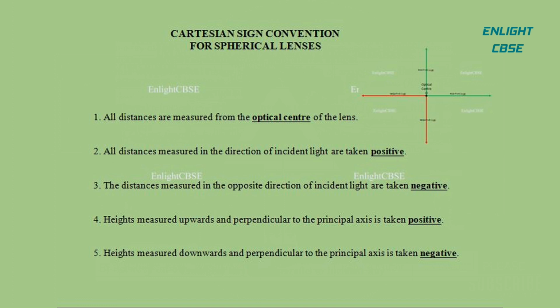Cartesian sign convention for spherical lenses. All distances are measured from the optical center of the lens. All distances measured in the direction of incident light are taken positive. The distances measured in the opposite direction of incident light are taken negative. Heights measured upwards and perpendicular to the principal axis is taken positive. Heights measured downwards and perpendicular to the principal axis is taken negative.